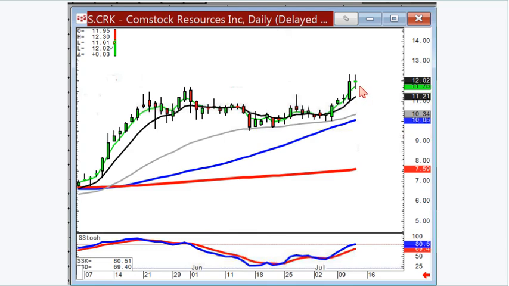If it opens lower, where's our common sense stop? It shouldn't trade back below this level. If it does, it tells us the bears are back in control, close out the position. If they start trading back in this direction, what's it tell us about this level right here? It's acting like a double top. Is there any significance in crossovers and various trend lines?